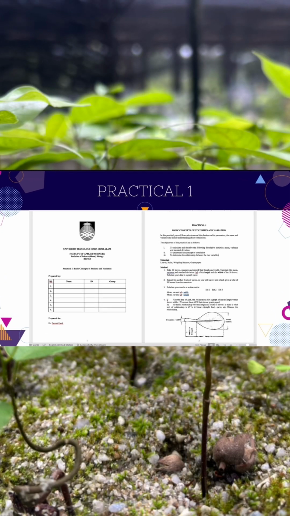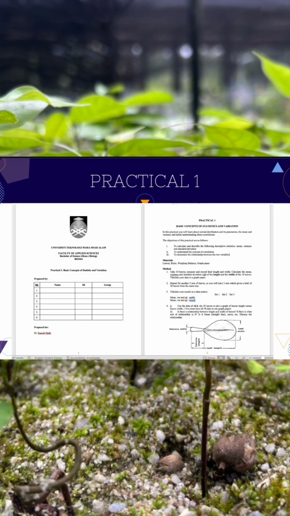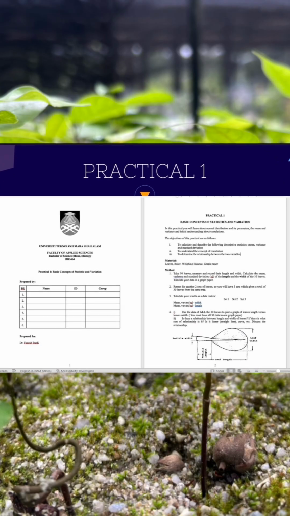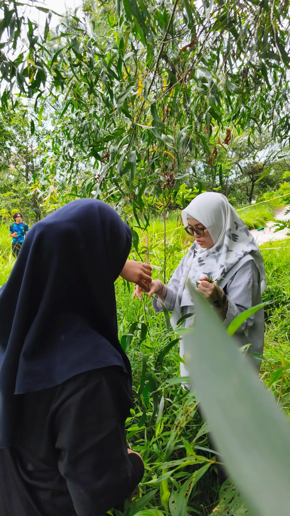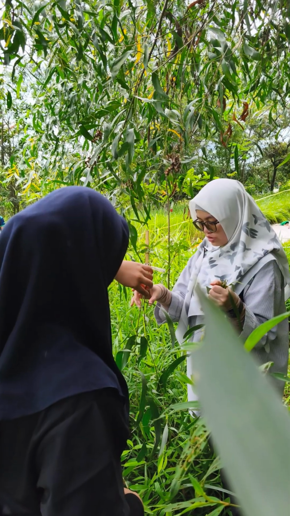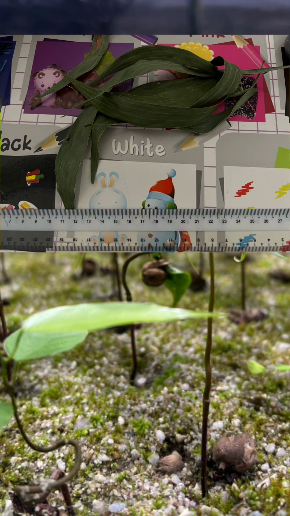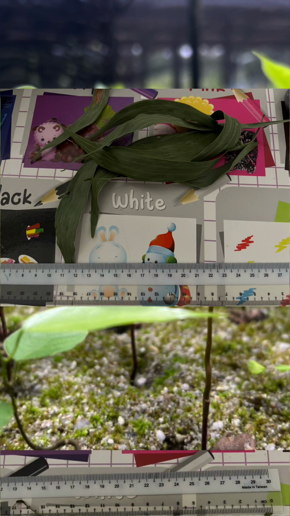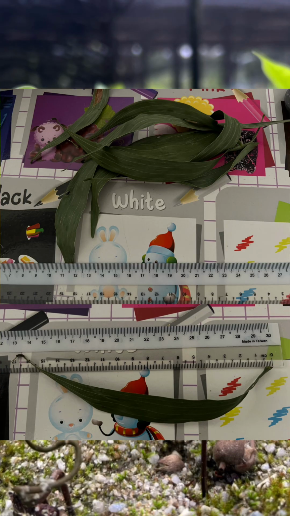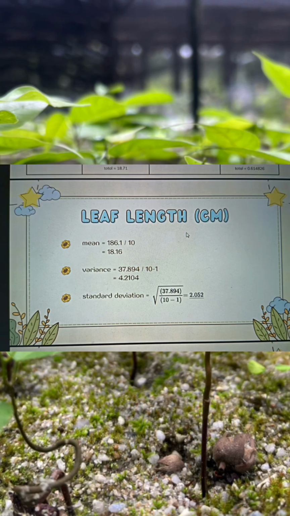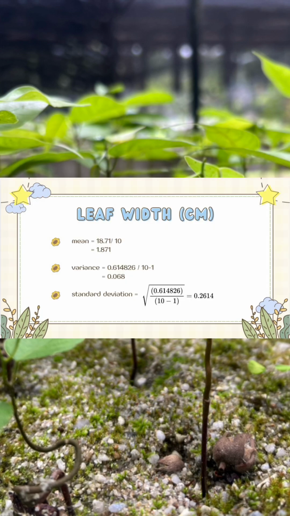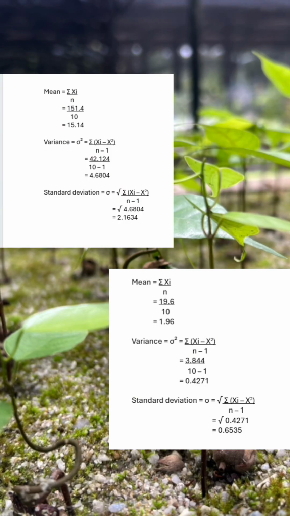Our first practical focused on analyzing the variation in leaf morphology through statistical analysis. During this activity, we collected measurements from a total of 30 leaf samples of the same species. Each leaf was measured based on its length and width, and these measurements were then used to calculate descriptive statistics, including the mean, variance, and standard deviation. These values allowed us to understand the variation in leaf characteristics among the samples.